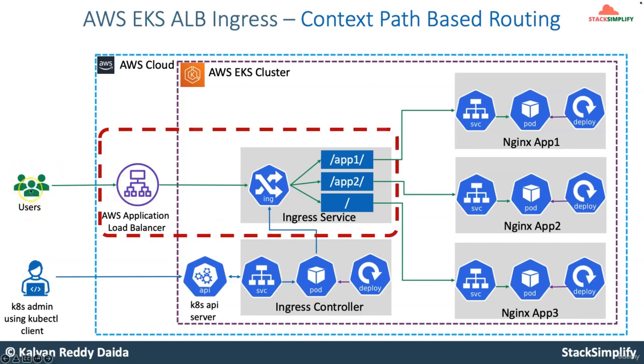So which means whenever users access anything like /app1/index.html, this entire thing is a single object, and from here the request goes to your respective node port service, and from there it will go to your respective application pod. Anything under this red boundary is called a single object. So this clarifies that there is no proxy between the AWS application load balancer and the ingress service.